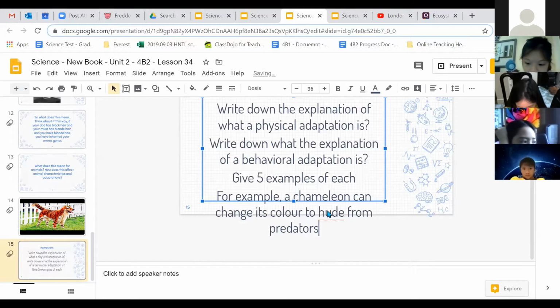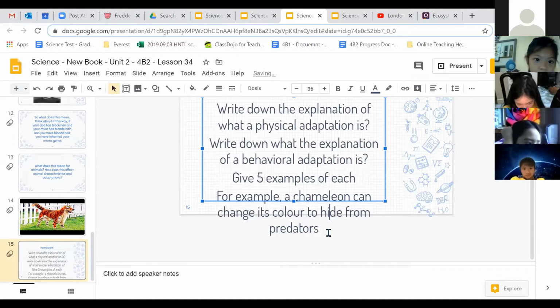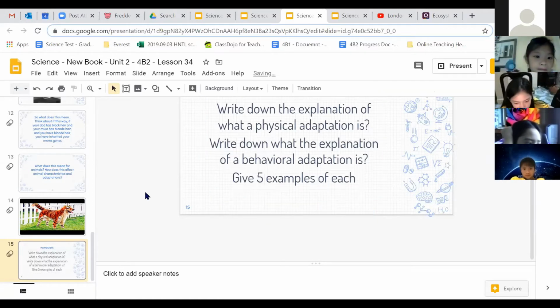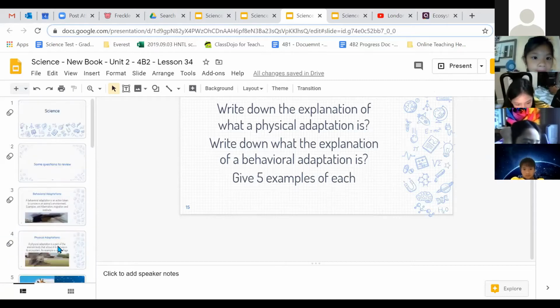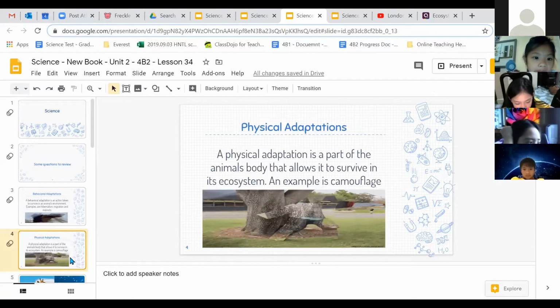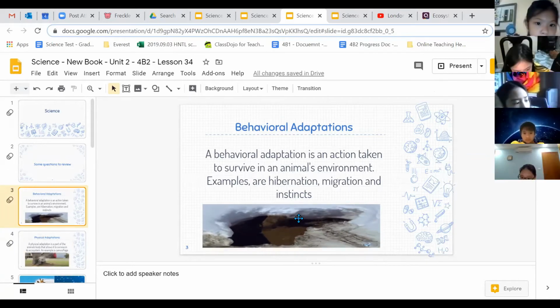So, again, I want you to give far more examples of this. Parts of animals' bodies that allow them to survive. Again, I want you to look at behavioral adaptations. It is an action taken to survive in an animal's environment, something an animal does. Do not copy what I have written down. Write in your own words, please.